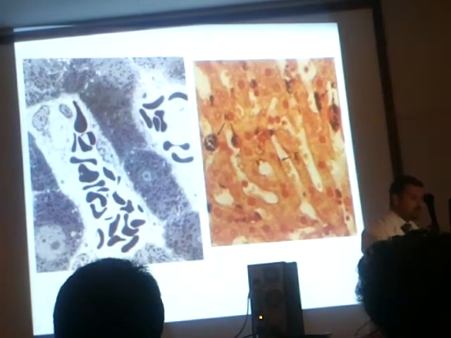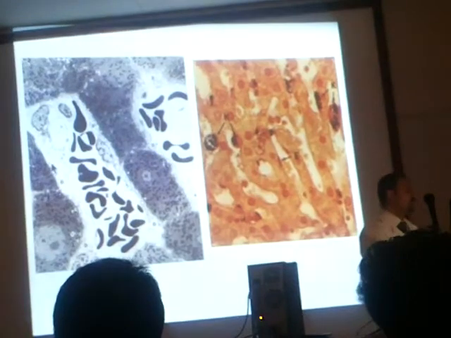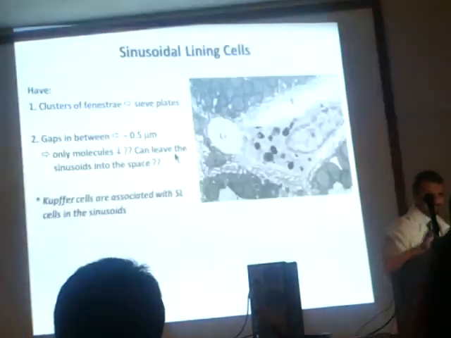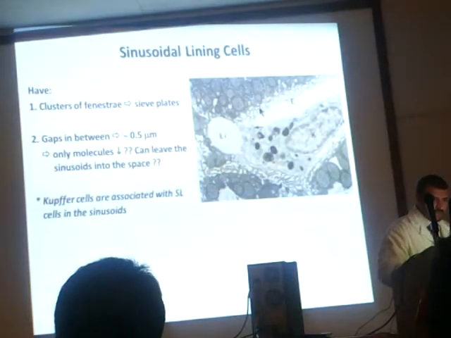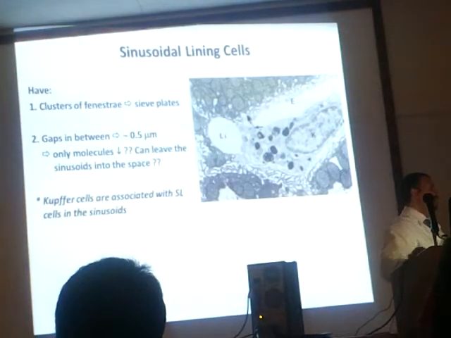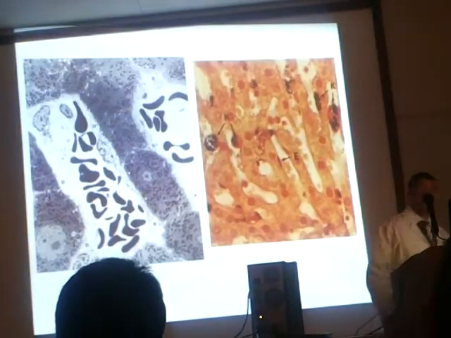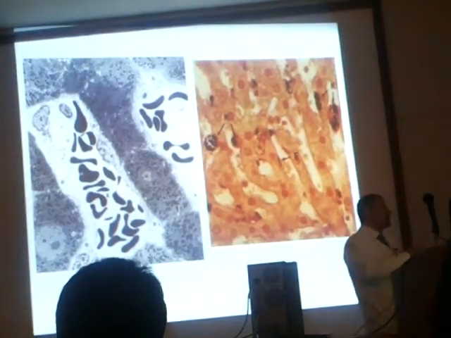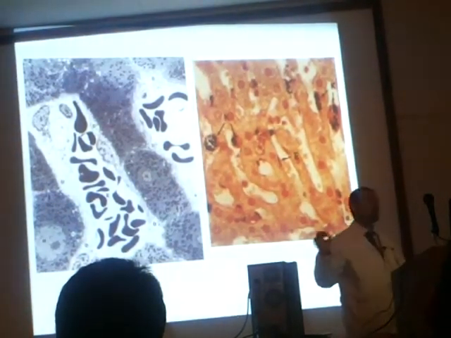In the space of Disse, you can see many elevations from the hepatocytes. Like here, if you look carefully, these elevations. This is one, this one, this one. You see these elevations from the hepatocytes? Those are called microvilli. They increase the surface area in the space of Disse, so they can increase the exchange of all molecules less than 0.5 micrometer.